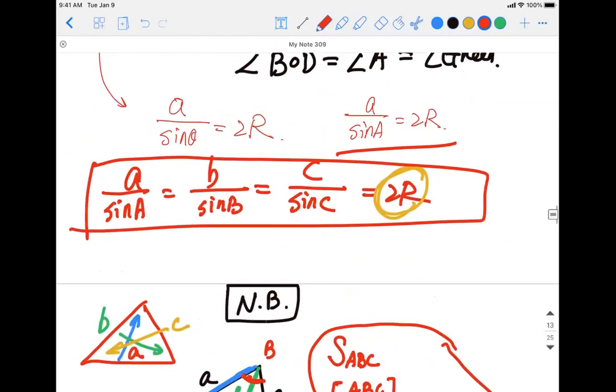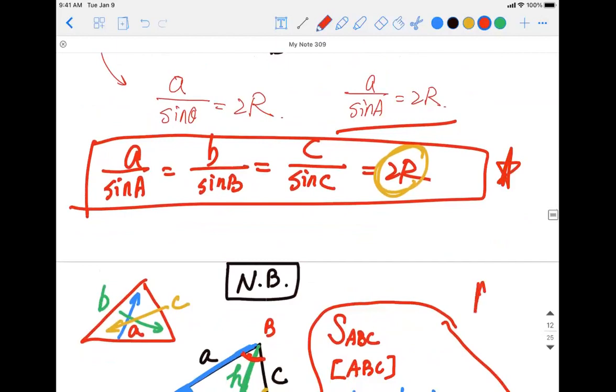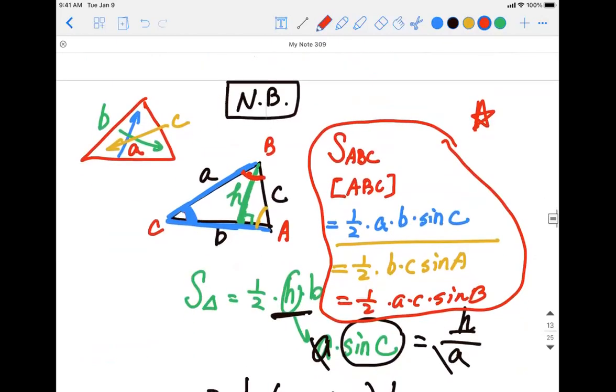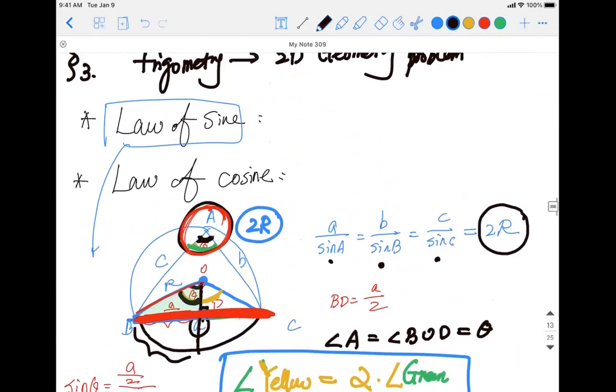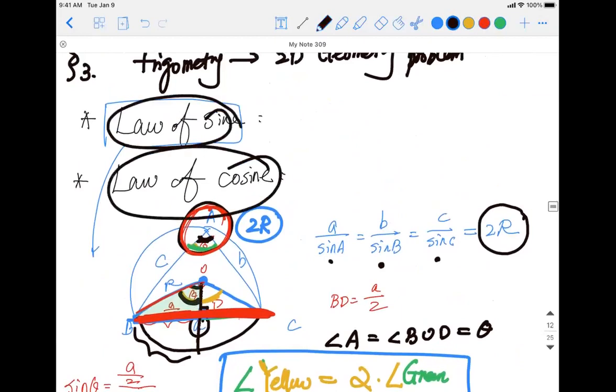We talked about the sine law, and also we had a quick side note. As long as you know the sine value, you'll be able to determine the area of a given triangle. If all good, let's go to the second one. We talked about the sine law, let's talk about the cosine law.